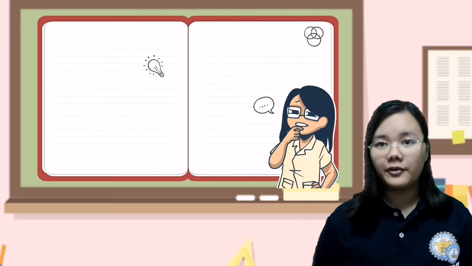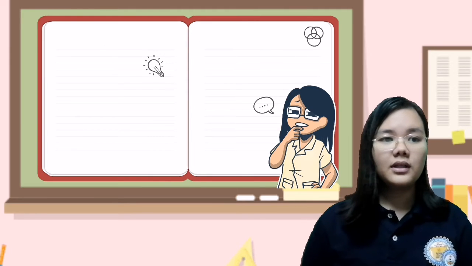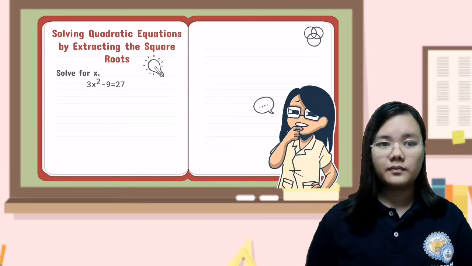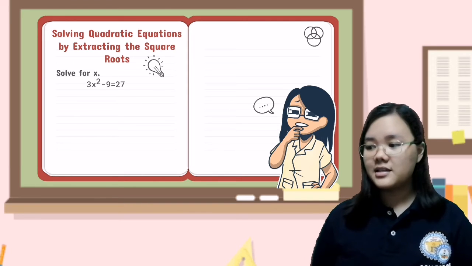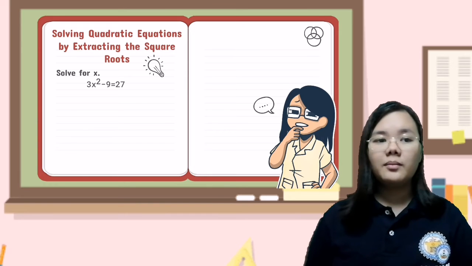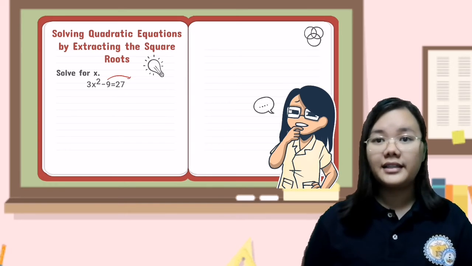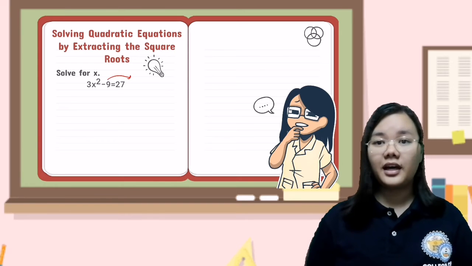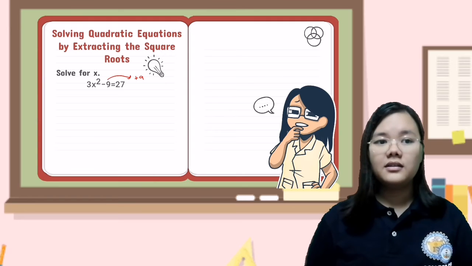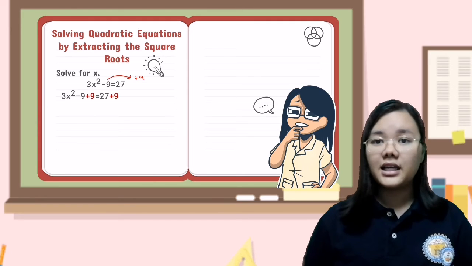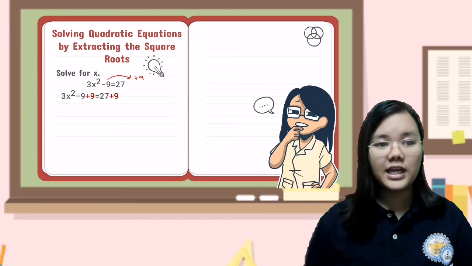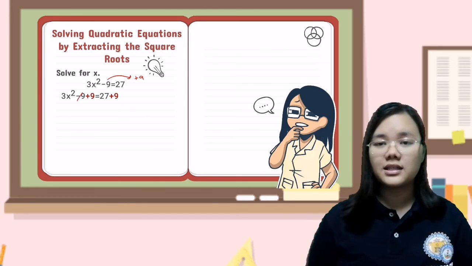Last example for our lesson. 3x squared minus 9 equals 27. What is our next step? Kazuha? Very good. We must transpose negative 9 to the other side, so it will become positive 9. 27 plus 9 is 36. So our answer will be 3x squared equals 36.